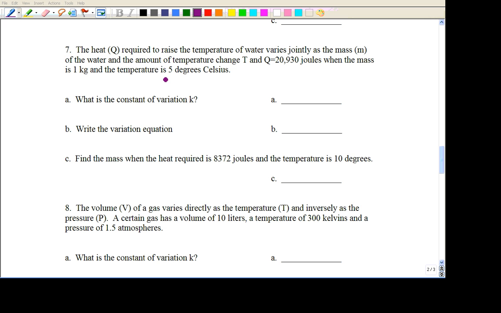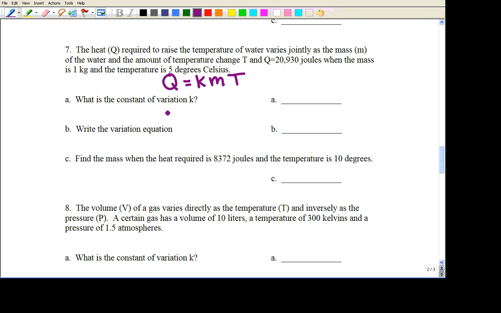So the first variable, remember that's what our y is, so we'll have Q equals, the heat is, and always put the K right after the equal sign, and it varies jointly as the mass and the amount of temperature change. So we'll have times M and then times T.